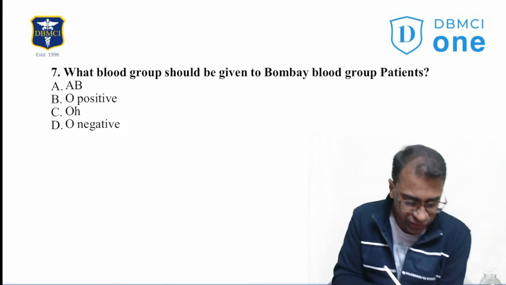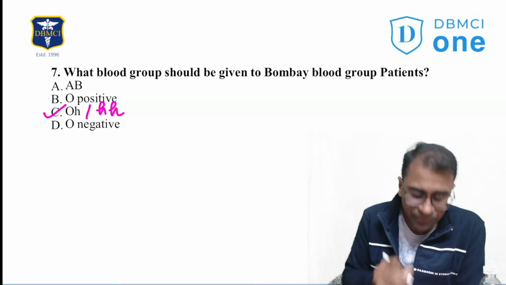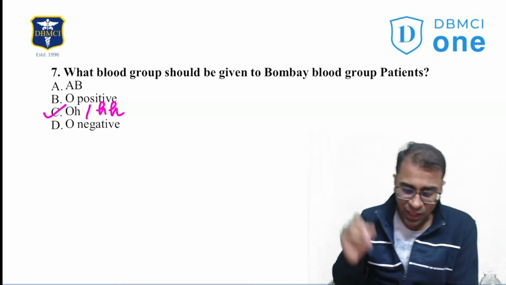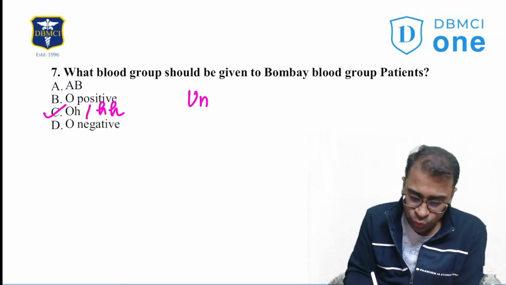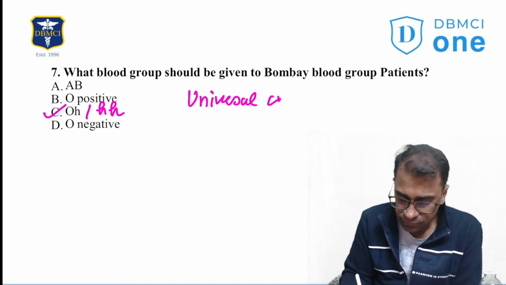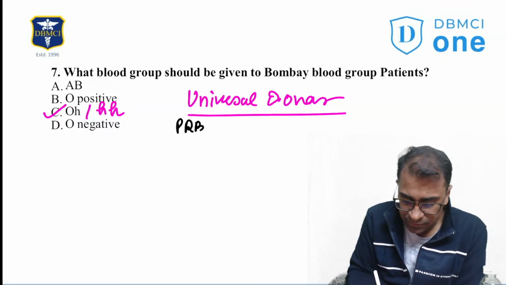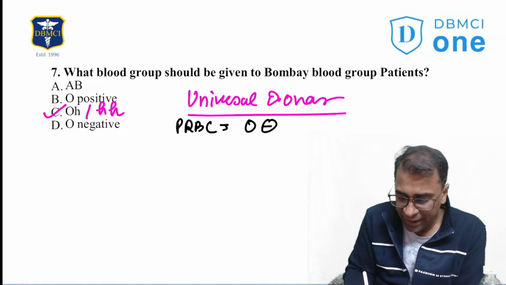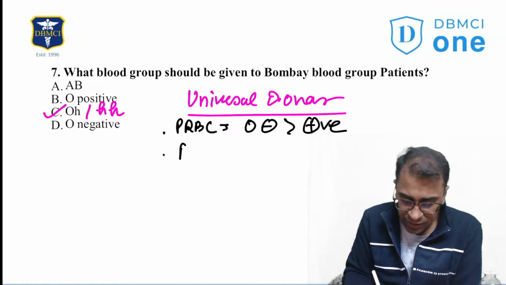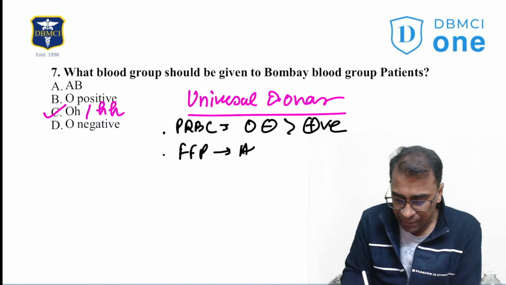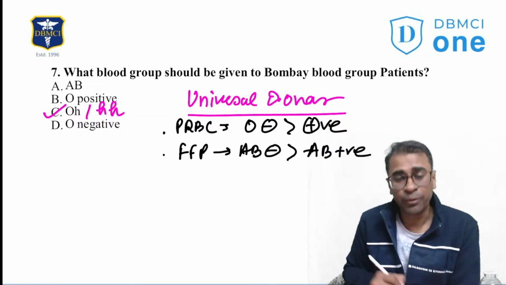Yes, very good. The answer is O small h. Or the option can also be small h. Among these, who is the universal donor? For packed RBC, O negative is a better answer than O positive. However, for FFP, AB negative is a better answer than AB positive.